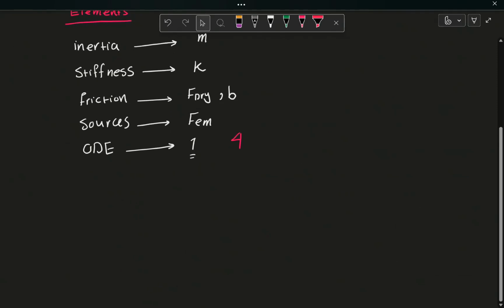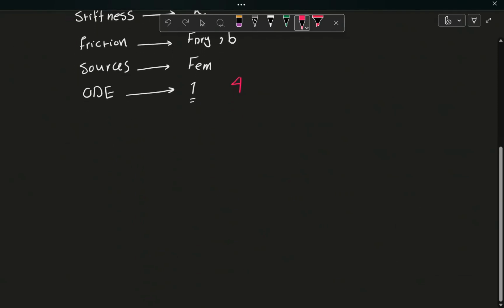This is the preliminary. I know what's going on in this system right now, okay? Then I can jump to my first step. Step one is selecting our coordinate system.